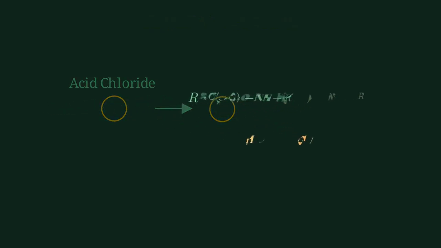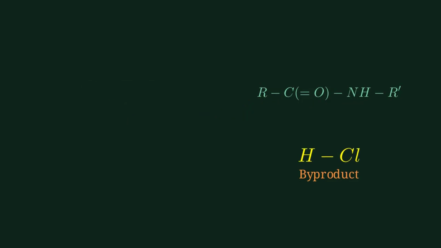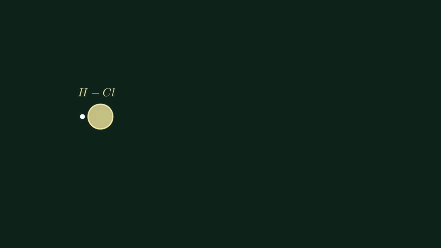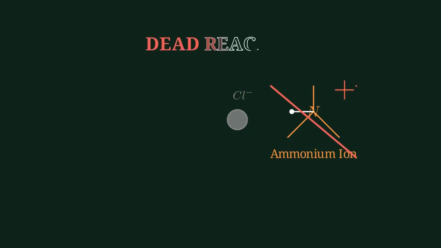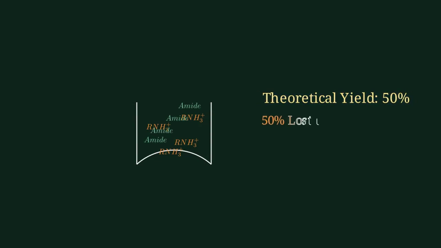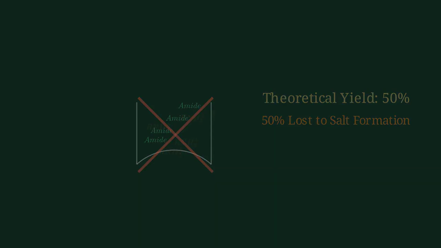Every time a bond forms, a molecule of hydrogen chloride, or HCl, is born. As you can see here, this cloud of HCl byproduct is hungry. Before it can even leave the flask, it finds the nearest unreacted amine and protonates it. Our nucleophile, which started as a fast-moving scout, is now a bulky, positively charged ammonium ion. It's been effectively sidelined. In a standard setup, you'd have to use 2 equivalents of your expensive amine just to get a 50% yield, because half of it is busy acting as an acid scavenger.